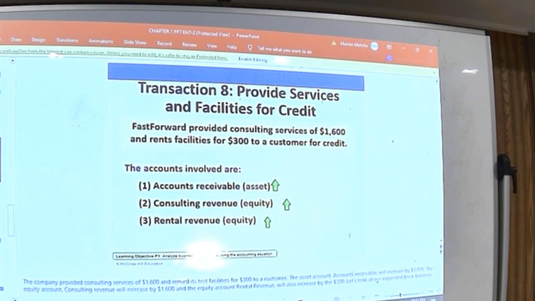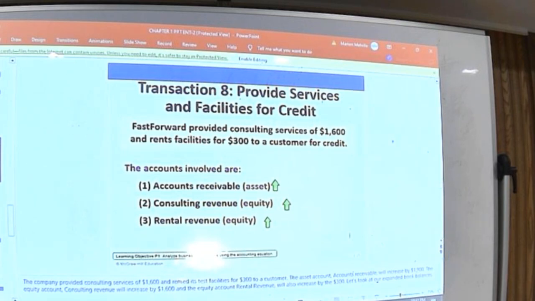But these people aren't going to fork over cash right away. Hopefully we'll get it in a little while. So now we have their promise to pay us a total of $1,900. So therefore, that promise, we call that an account receivable. We're going to receive some money, but that asset, that promise to pay us, has value.